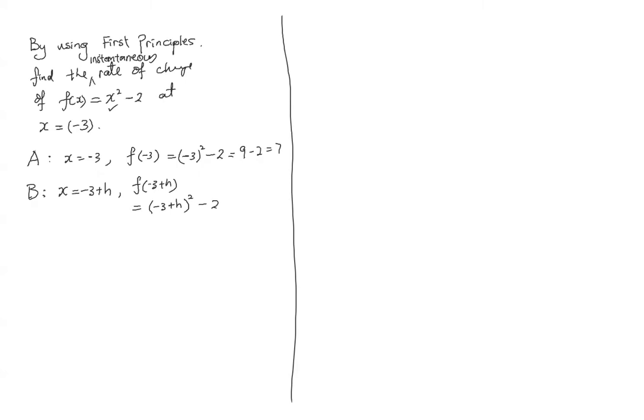Do you know how to expand? Everyone has to remember this expansion, please. Expansion of a quadratic: (a plus b) squared is a squared plus 2ab plus b squared. If here is a minus, then here is a minus. Another one is the cubic: (a plus b) cubed is a cubed plus 3a squared b plus 3ab squared plus b cubed.